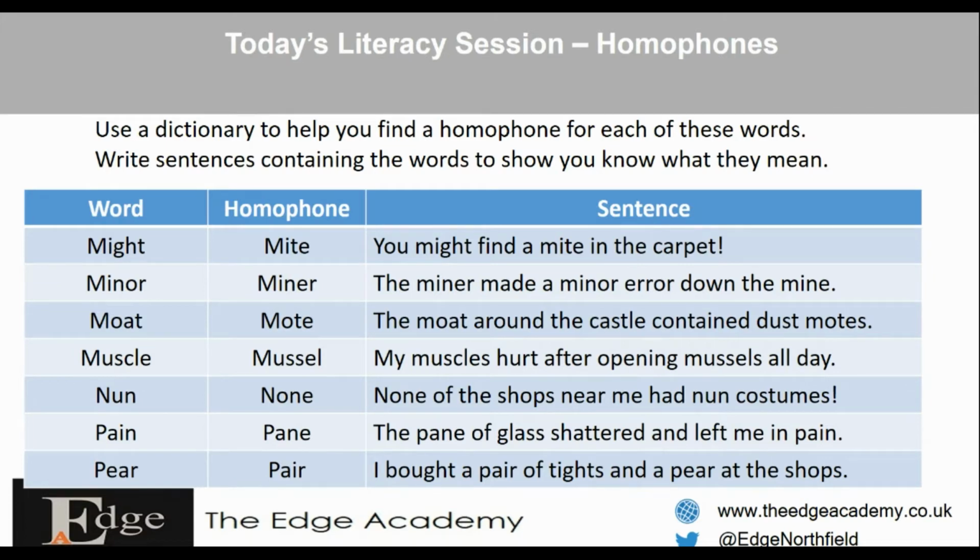Now none and nun. So none of the shops near me had nun costumes. Pain and pane. So the second one, the homophone pane, is like a pane of glass. Okay, so the pane of glass shattered and left me in pain, left me in discomfort. And then finally, the last one, pair and pear. I bought a pair of tights and a pear at the shops.